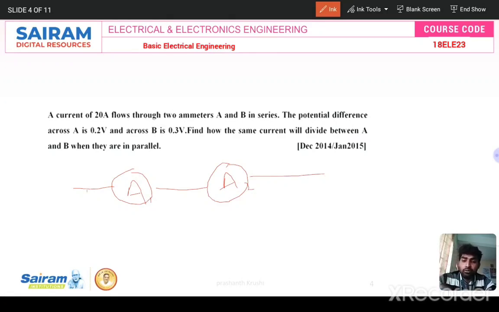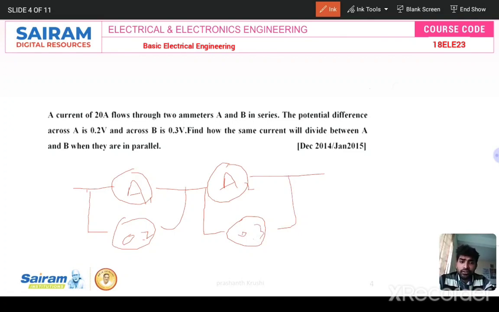This is a laboratory experiment, I think. They converted the laboratory experiment into a problem. So here the voltmeter reading is how much? 0.2, and here 0.3, right? This is voltage. Find how the same current will be dividing between A and B when they are in parallel.